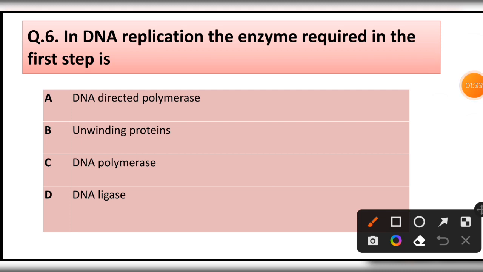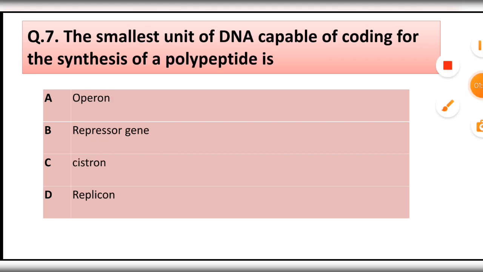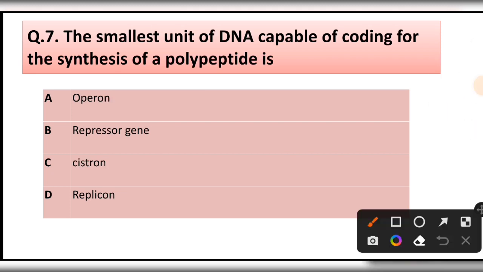Question 6. In DNA replication, the enzyme required in the first step is DNA-directed polymerase, unwinding proteins, DNA polymerase, DNA ligase. Correct answer is option B, unwinding proteins, that is, helicase. Question 7. The smallest unit of DNA capable of coding for the synthesis of a polypeptide is operon, repressor gene, cistron, replicon. Correct answer is option C, cistron.